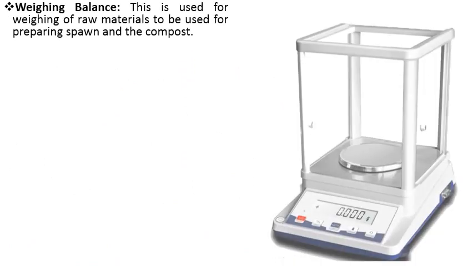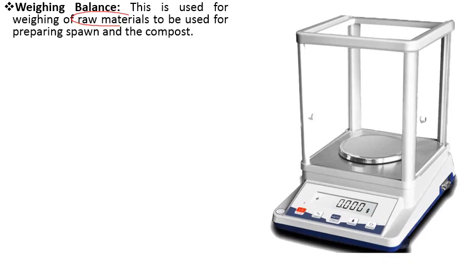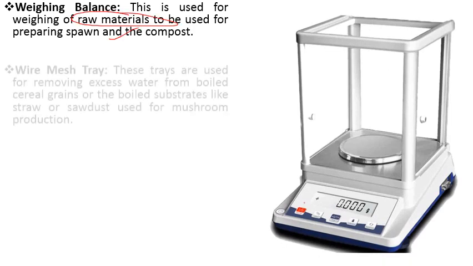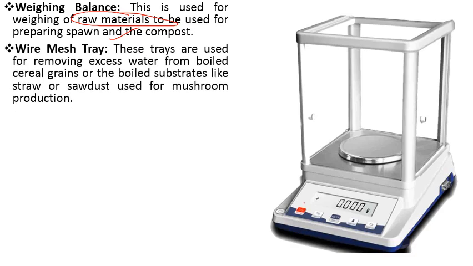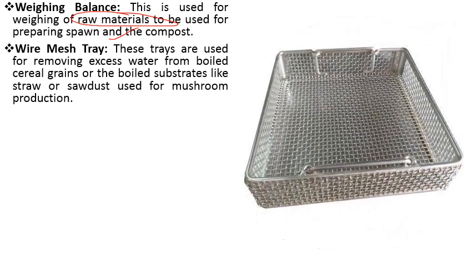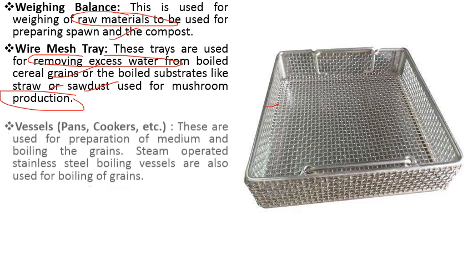Next comes weighing balance. This is an instrument which is used to weigh the raw materials used for preparing spawn and compost. तो इसे यूज़ किया जाता है. This is weighing machine. Then wire mesh tray. So these trays are used for removing excess water from boiled cereal grains or boiled substrates like straw, sawdust used for mushroom production. तो इस ट्रे को यूज़ किया था जिससे जो एक्सेस वाटर है उसे रिमूव किया जा सके.